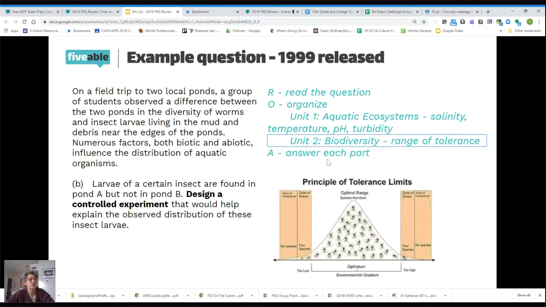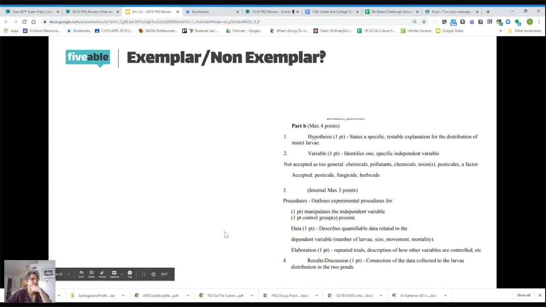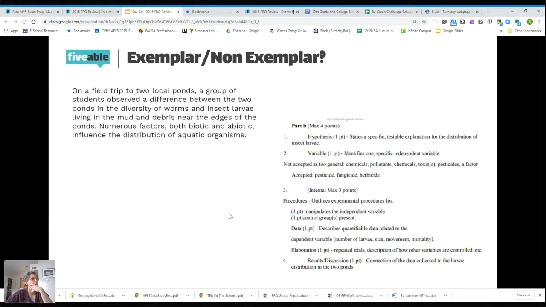So then I'm going to answer each part, and then I will reread and make sure somebody would be able to do that experiment based on what I've given. So exemplar or non-exemplar? Let's take a poll.